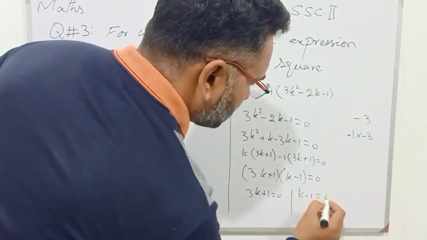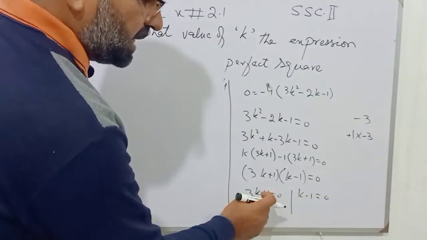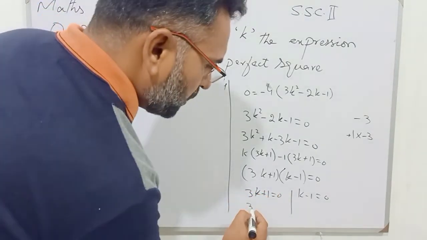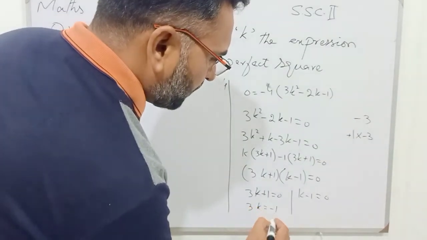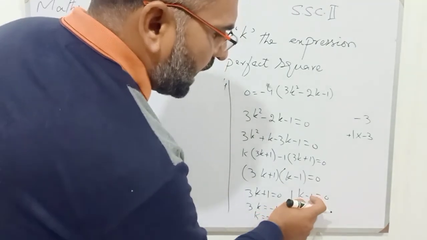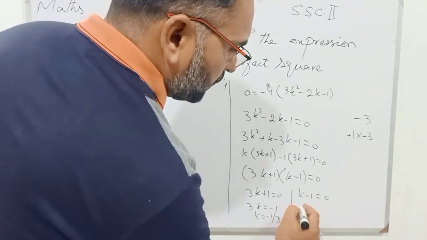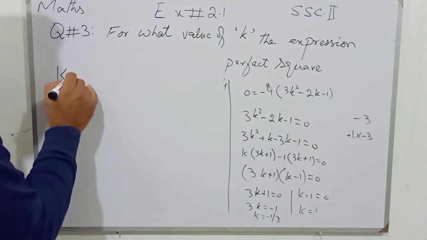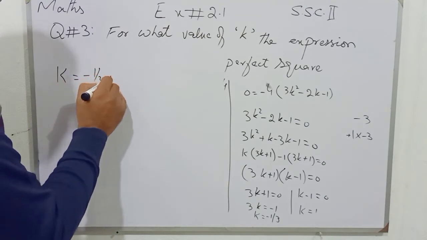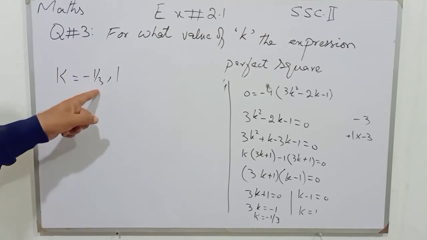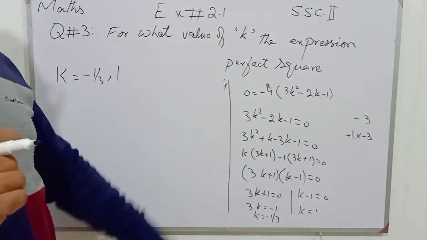This one is plus on the left side. When we transfer it to the other side, it will become minus. So 3k is equal to minus 1 and k is equal to minus 1 over 3. And this one is minus. When we transfer it to the other side, it will become plus. So the values of k are minus 1 over 3 and 1. If the value of k is minus 1 over 3 or 1, then the expression will be a perfect square.